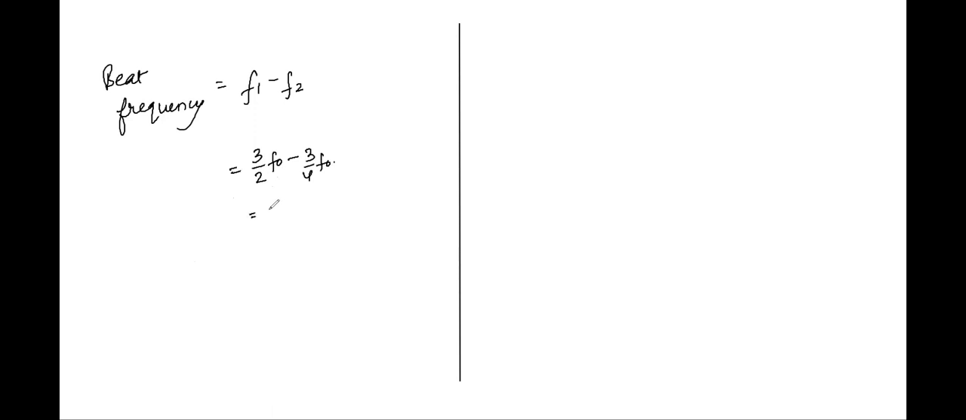Okay, so we have 1/4 and we have 1.5. We have half extra and 3/4 here. So it should be 6 by 4 minus 3 by 4 into F naught, which will give you 3 by 4 F naught. Am I correct? This is the value of beat frequency. Or sometimes they also tell you beats per second. Sometimes they directly ask you to tell the beats per second. It's the same thing: the difference of the two frequencies of the sound.